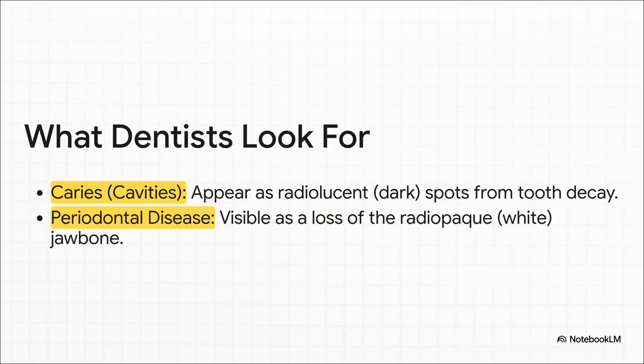And second, periodontal disease or gum disease. This nasty stuff attacks your jawbone and causes it to shrink away. So on an X-ray, you'll see that the white radiopaque bone level is way lower than it's supposed to be.